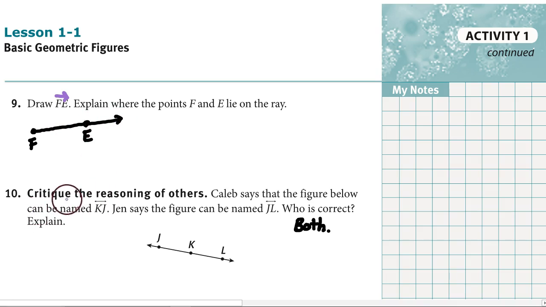Number 10, to critique the reasoning of others. Caleb says that the figure below can be named line KJ. Jen says the figure can be named line JL. Who is correct? They're both correct because both of them have named the line using 2 points on the line and putting the line symbol above the 2 letters.